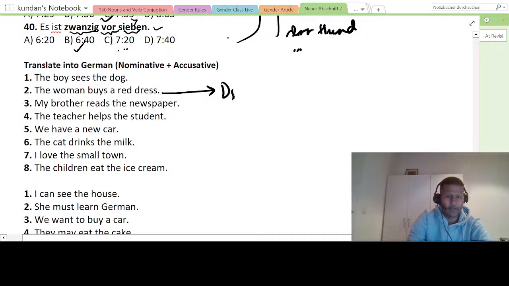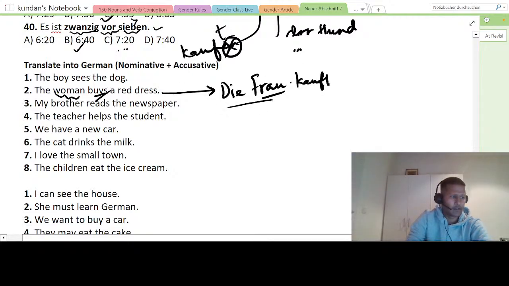So die Frau. Buys is what? Kaufen. You remove en and for third person singular, you put te. So die Frau kauft. Okay. Forget about a red dress. Just concentrate on dress. Who can make it?